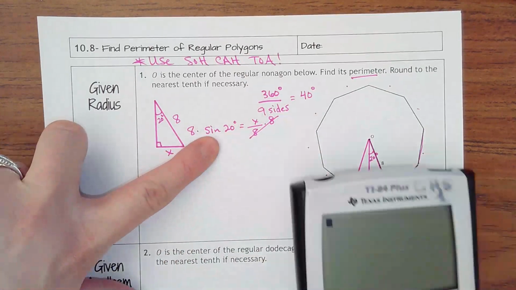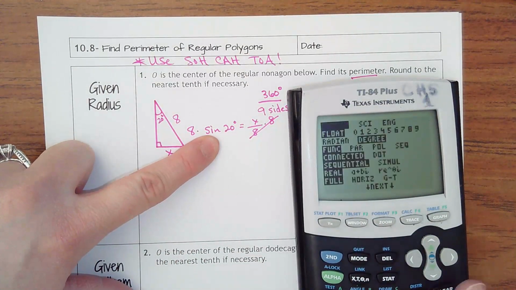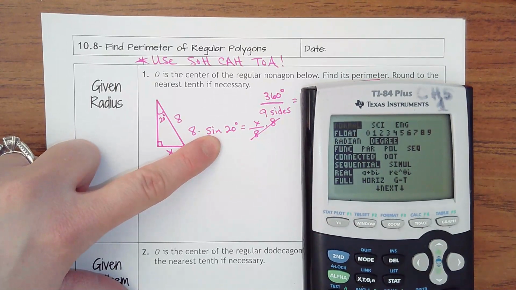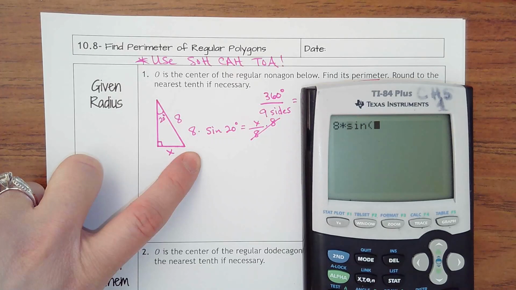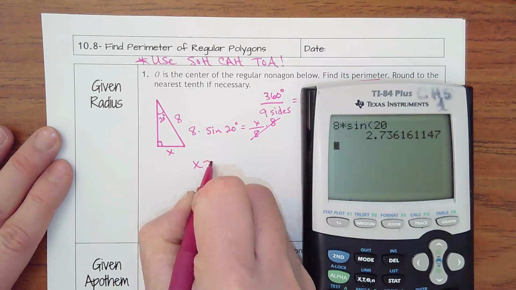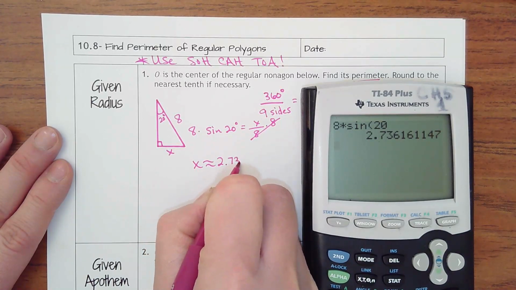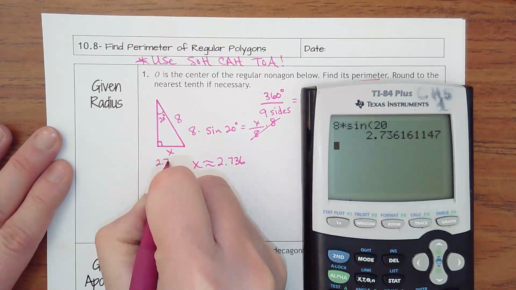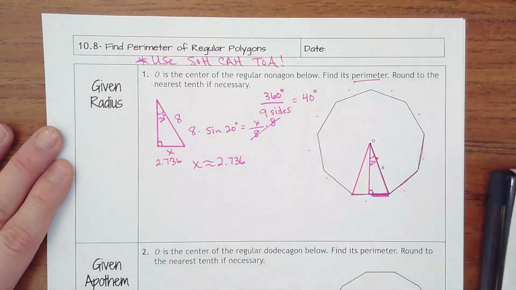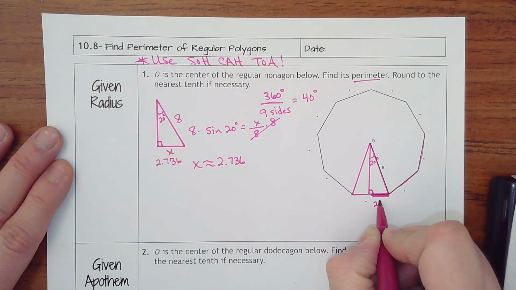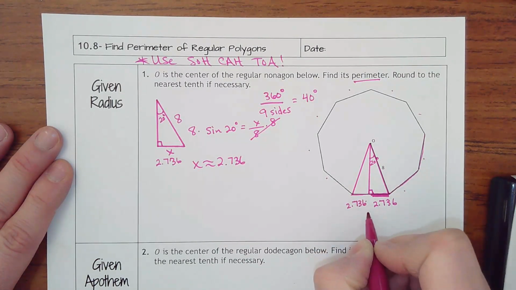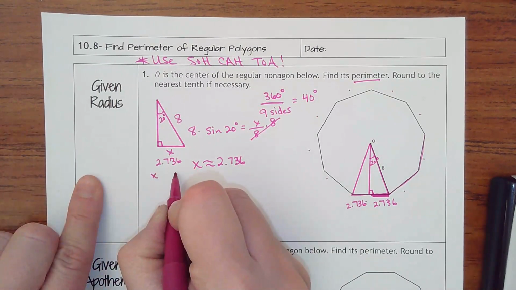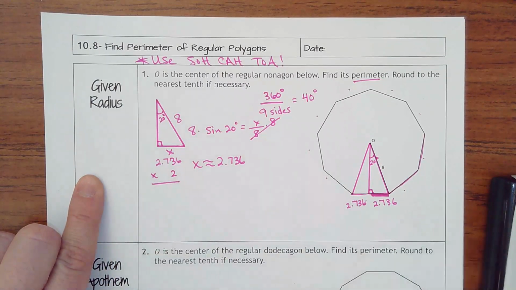You have to make sure you're in degree mode. Always check if you're using my calculator, because sometimes my upper level kids will change it because they need it for different things. So I'll do 8 times sine of 20 and get X to be about 2.736. I'm going to leave that number on my calculator because what I now know is if this is 2.736, this is 2.736. So I'm going to actually take that times 2 to get all the way across here.